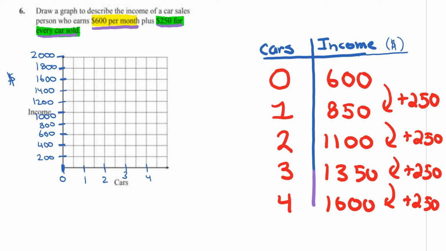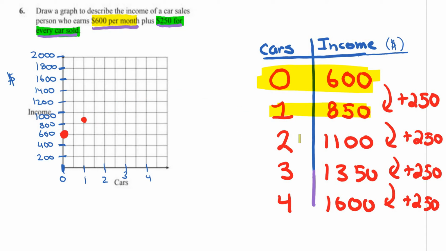All right, so after that, we're going to plot the points here. If I sell 0 cars, I have an income of $600. So this is your y-intercept. Roughly that's going to be this point over here. Do your best to sketch the point (0, 600). Then we're going to sketch the rest of the points. The next point is (1, 850), so do your best to sketch that. Maybe around there.